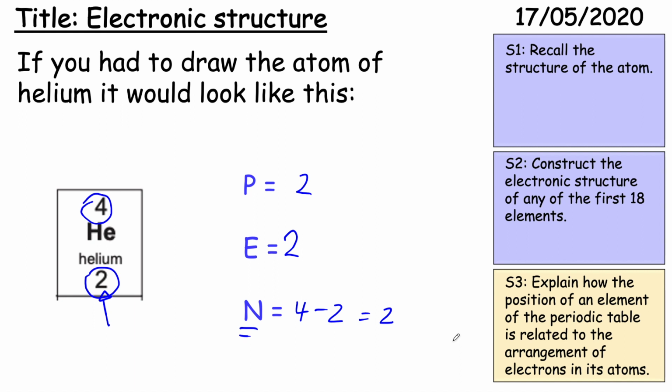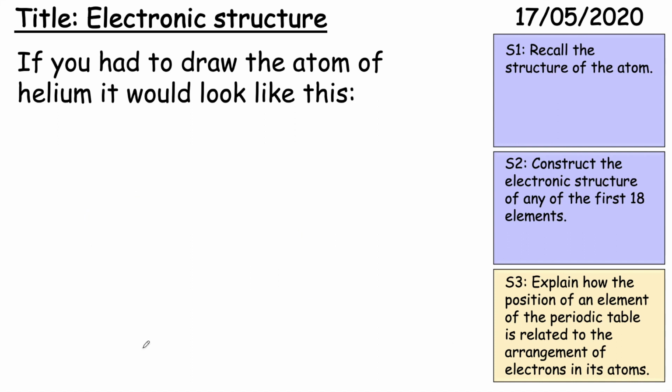Now what would that look like as an atom, as an electronic structure? Well, let's have a look. Well, we know that helium has 2 electrons. It has 2 protons, and it has 2 neutrons. Now before we go any further, it is so important that you know where you find these subatomic particles in an atom. If you don't know that, or you're a bit shaky, you need to go back and really revise that and perhaps look at another video.